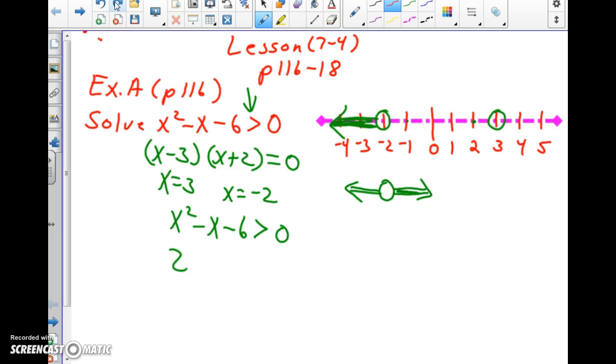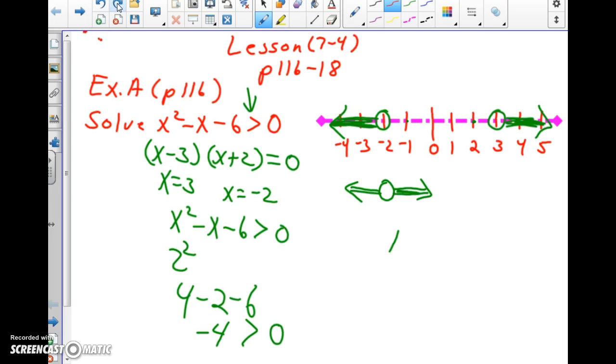So how much is 2 squared? 4. We're going to see 2 squared is 4. Okay, there we go. And then minus 2, right? Minus 6, right? Okay, so how much is 4 minus 2 minus 6? -4. Okay, is -4 greater than 0? And the answer is no, false, right? So then that means we want to shade to the left or to the right? To the right. Obviously, the right's the true area, and that's what you're going to see.